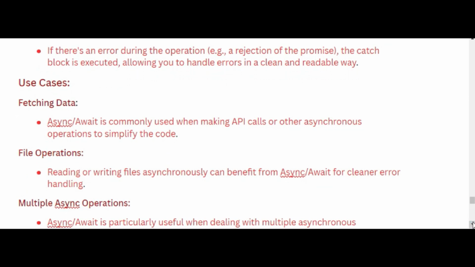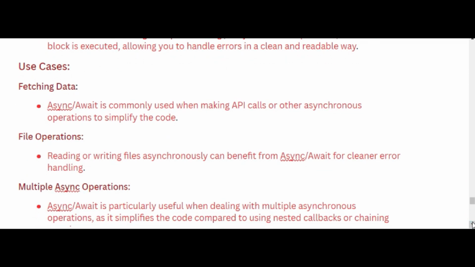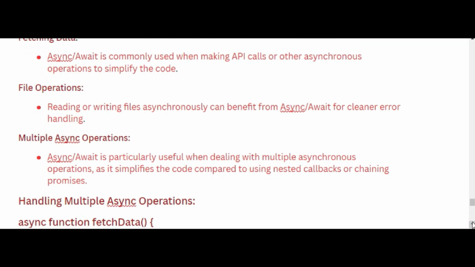Use cases. Fetching data: async await is commonly used when making API calls or other asynchronous operations to simplify the code. File operations: reading or writing a file asynchronously can benefit from async await for cleaner error handling. Multiple asynchronous operations: async await is particularly useful when dealing with multiple asynchronous operations, as it simplifies the code compared to using nested callbacks or chaining promises.